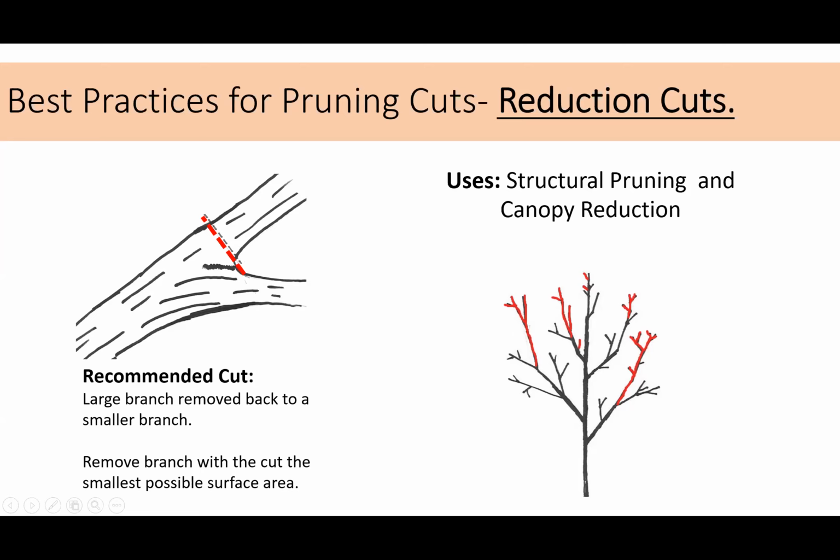So the thing to understand about reduction cuts is that there is no collar involved here, right? The collar is on the small branch, not on the large branch. And so the risk of decay getting into the tree is always higher. So we really want to be careful not to make large reduction cuts and be exposing heartwood, because again, the risk for decay is always going to be higher with this sort of cut.